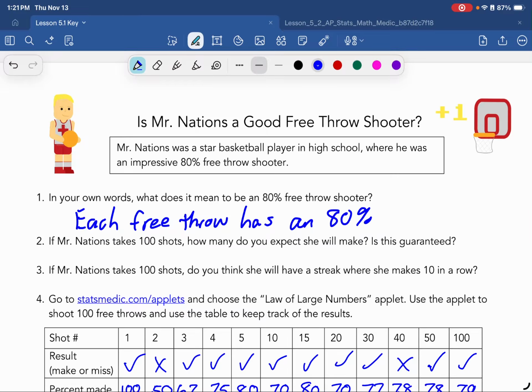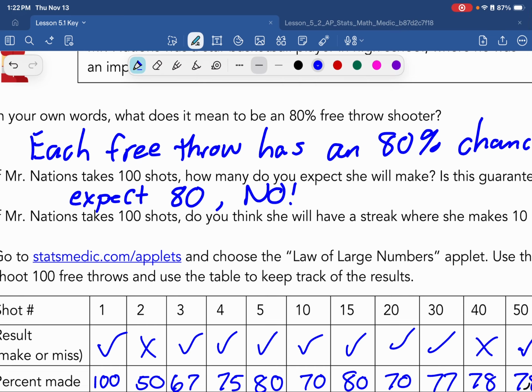Now, if I take 100 shots, how many do you expect me to make? Well, 100 shots, we do some quick math there, and we're probably going to expect 80. But is that guaranteed? And the big idea here is no, it's not guaranteed. Something could happen, some outside source. Maybe I miss one, and now I've hit 79 out of 80. So it's not guaranteed, but we expect 80.